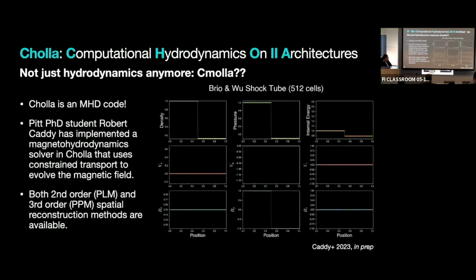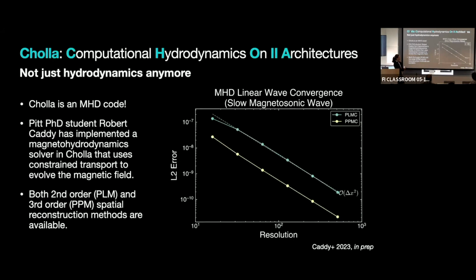Cholla also does MHD now. One of my PhD students, Bob Caddy, has implemented a magnetohydrodynamics solver that uses constrained transport to evolve the magnetic field. Here's his Brio and Wu shock tube, right? That's a notoriously challenging shock tube. It has both second order reconstruction and third order reconstruction. It works beautifully, right? Here's our convergence plot. The second order PLM method converges at second order, and PPM, because the integrator is second order, also converges at second order, but you get slightly better errors.